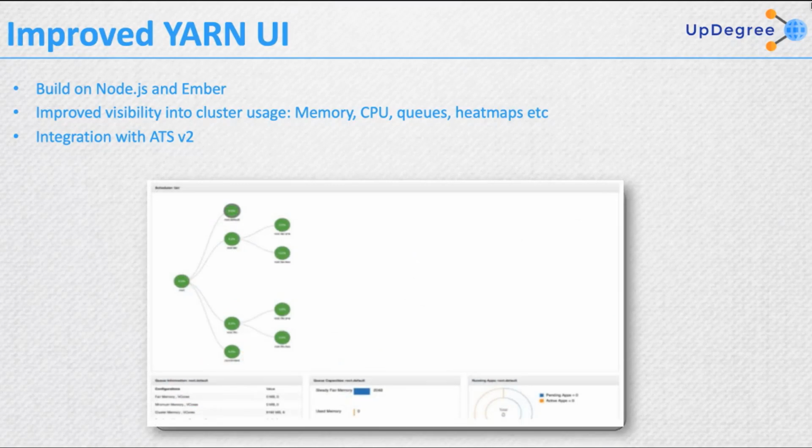and Ember, where you can see the memory, CPU, queue, heat maps, and also the app timeline server version 2 is integrated with this. So you can see the lineages, how exactly the work is flowing. So it's really an improved version for Yarn.